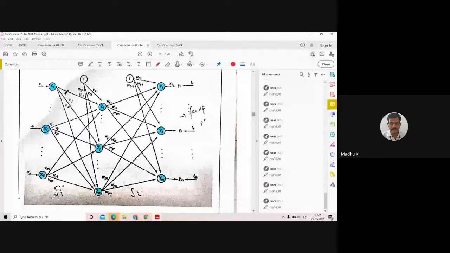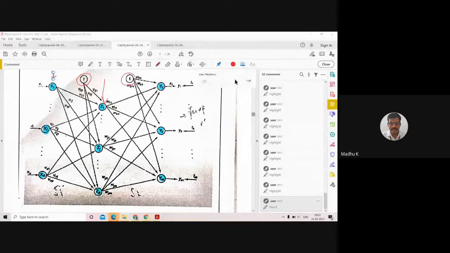Then another important thing is between the layers. Also you can note here is a neuron with the input always one. This is called a bias neuron. The input is always one. Similarly, here also a bias neuron is attached. Note that.